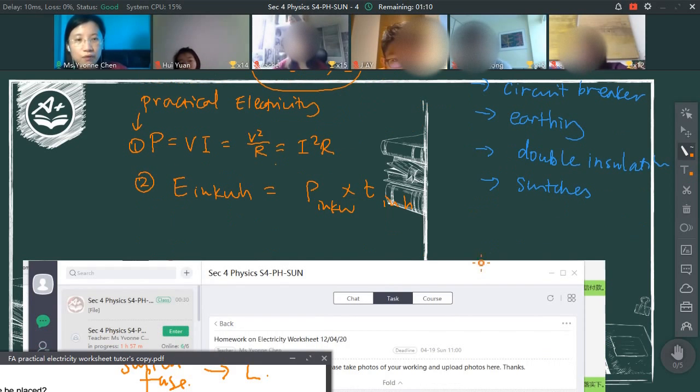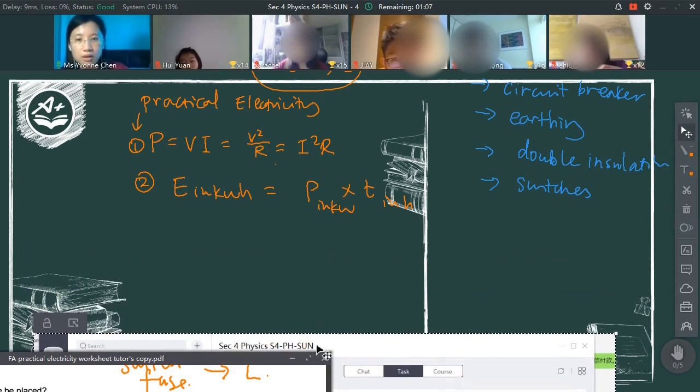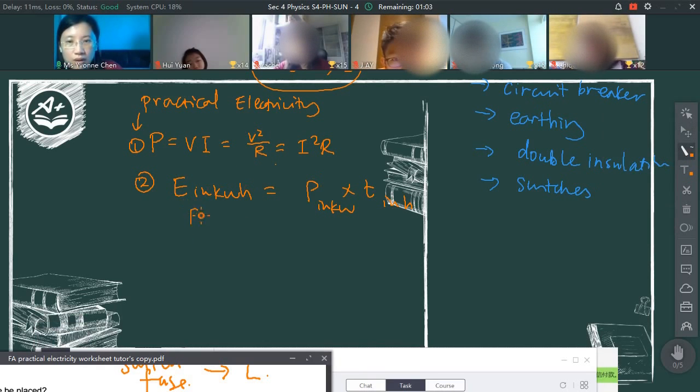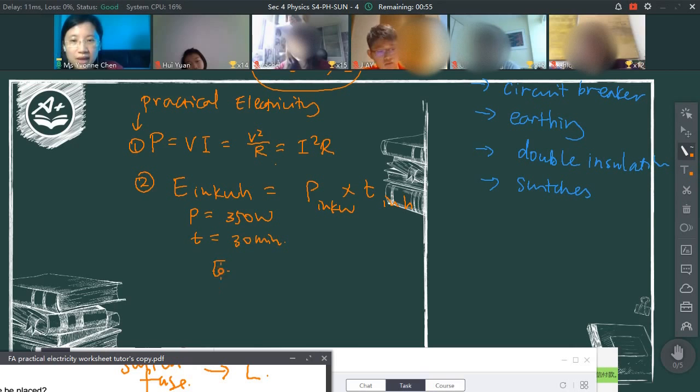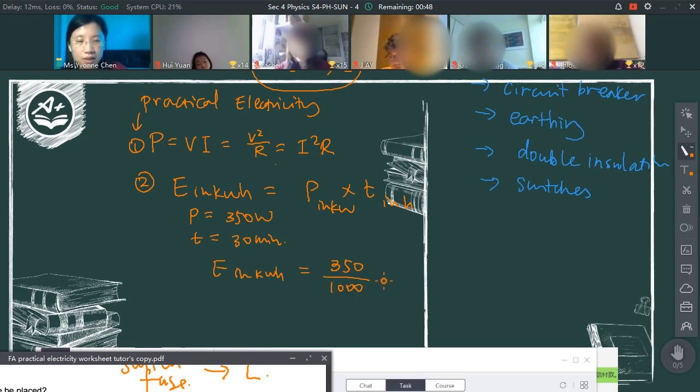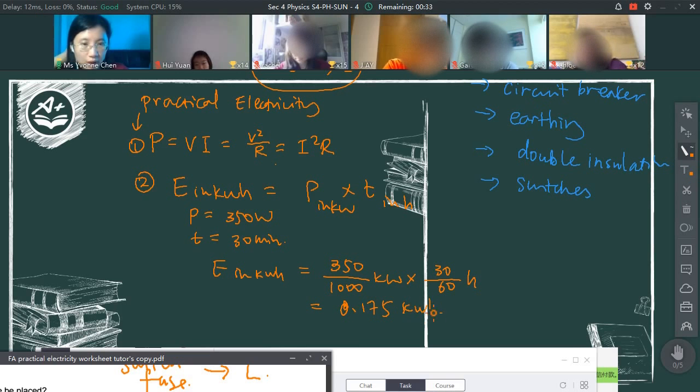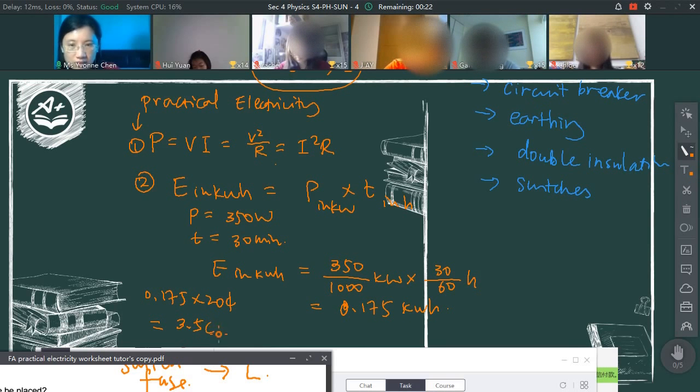For example, let's say we have power equals 350 watts. Time is 30 minutes. Then we find the energy in kilowatt hours equals 350 divided by 1000 kilowatts times 30 over 60 hours. You get the final answer. It should be 0.175 kilowatt hours. Then if you want to calculate the utility bill, you use this times maybe 20 cents, then you get an answer, 3.5 cents. In terms of calculation, practical electricity has only these two parts.